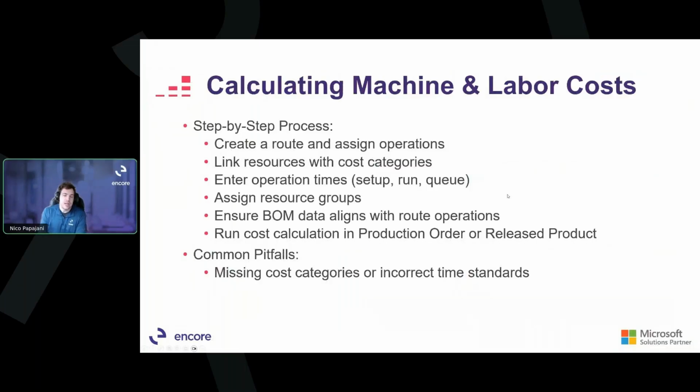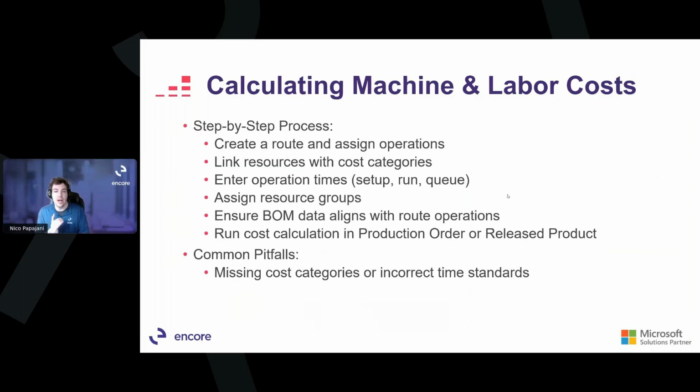So calculating machine and labor costs, a quick step-by-step process from a very high level would be what we talked about first. Create the route and assign operations. You are then going to link those operations with resources and cost categories. And again, those cost categories are going to be defined on each one of your route operation steps and associated with each resource, or if you want to group resources together, each resource group.